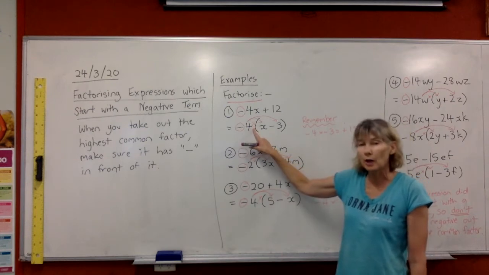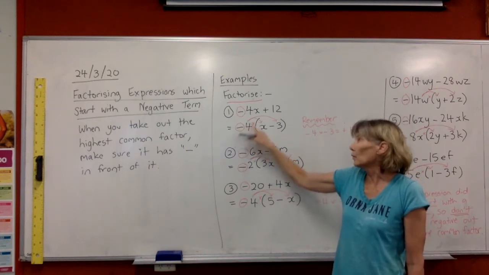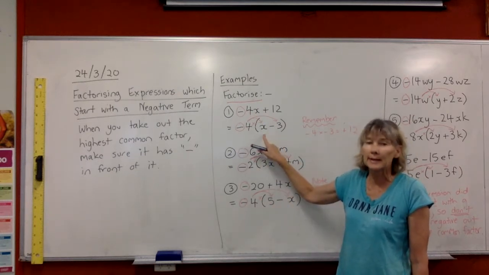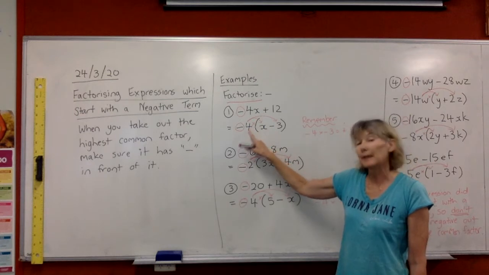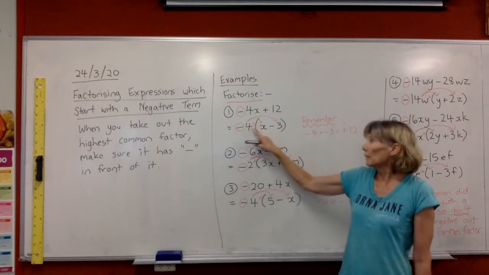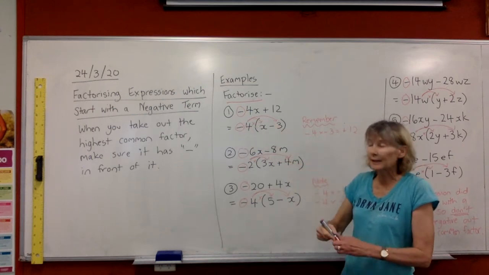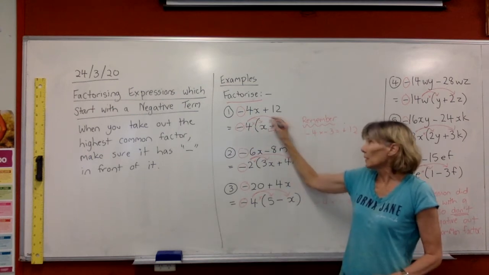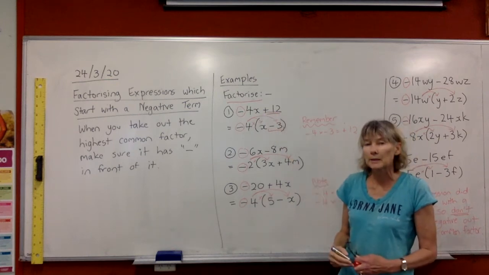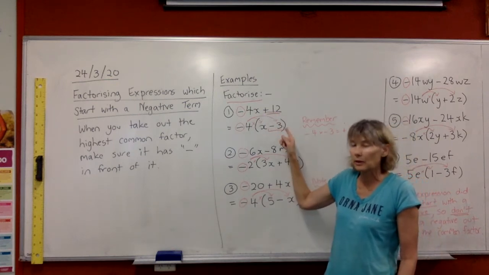Don't forget to write your times sign in. And we're just saying negative 4 times what gives us negative 4x. We would have to put an x here. Then be careful with the next part. So if we take a negative 4 out, we have to times by a negative 3 to get the positive 12 up here. Okay, so just be very careful with your signs.